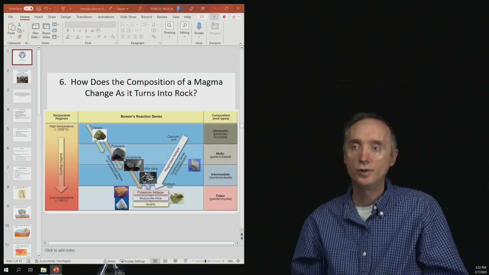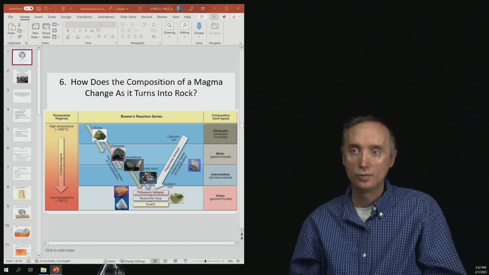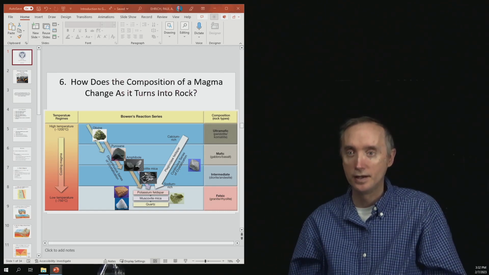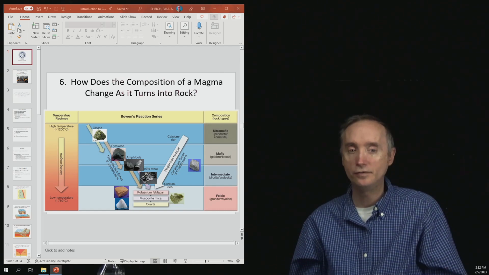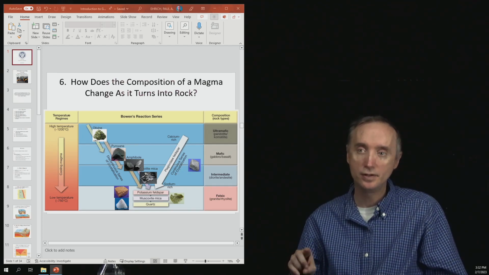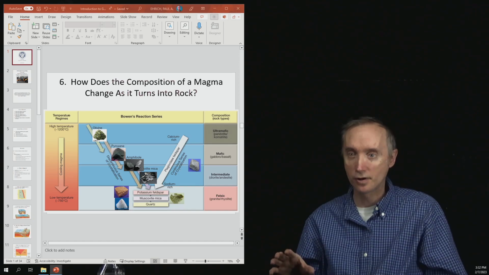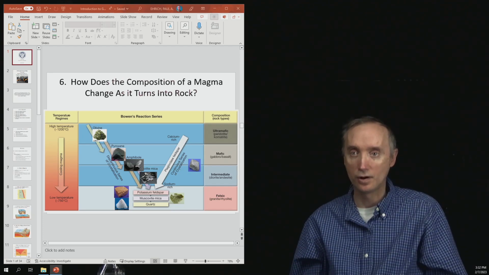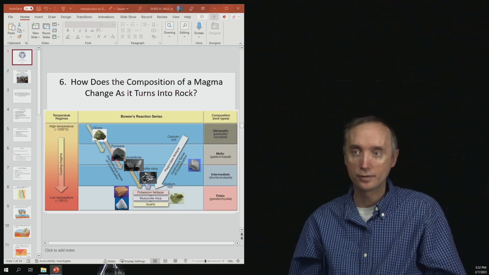And so if we were to freeze the melt when it's composed mainly of olivine and calcium-rich plagioclase feldspar, it would be an ultramafic rock. It's going to be extra dark. Do you see that olivine and pyroxene and amphibole are dark minerals? And so therefore it's going to make a dark looking rock. So that's going to be an ultramafic rock.